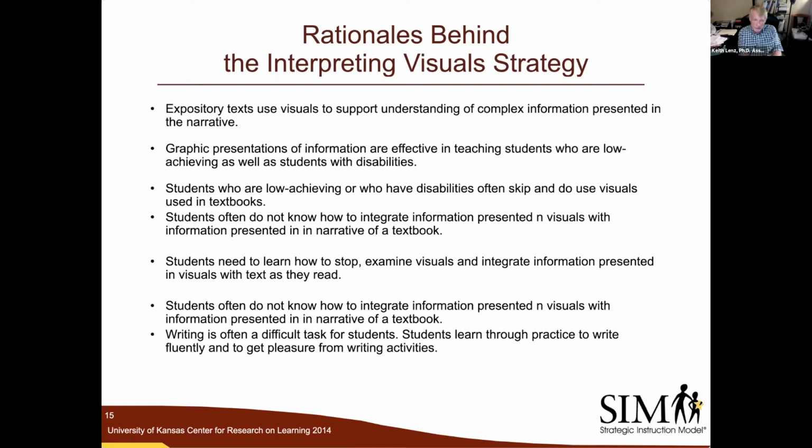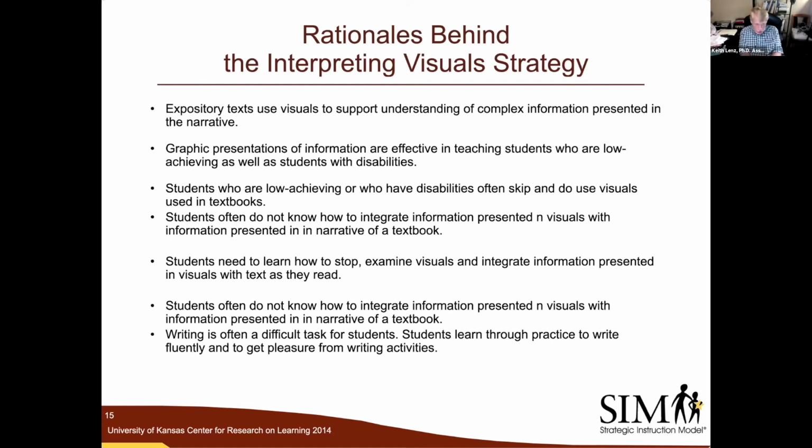Students who are low achieving or have disabilities often skip these. When we did early research on textbook comprehension, we found out that kids read the text but skipped over any kind of visuals in the textbooks. Higher achieving students looked at the visuals as support and repetition of the information in text. Students often don't know how to integrate information presented in visuals with information presented in the narrative of a textbook. So even when we say pay attention to the visuals, they really don't know how to approach the visuals.